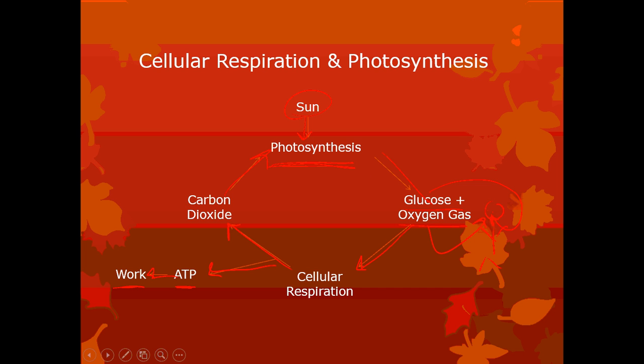When you look at it from the plant perspective, they're going to do photosynthesis, they're going to produce glucose, and they're going to produce oxygen, and then they're going to use that glucose to go back into cellular respiration. They actually produce oxygen too, which is going to be used for their own purposes of doing cellular respiration. And then they're going to be able to produce ATP, and they're going to be able to do work, and that's the cycle of it.